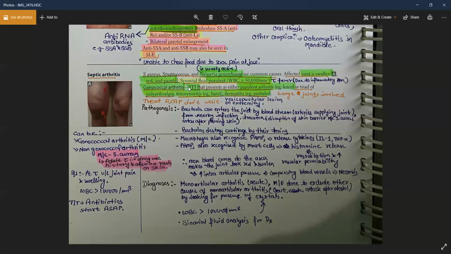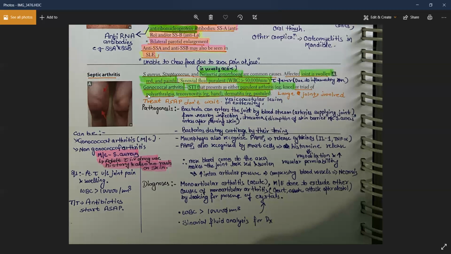If the patient has a history of drug abuse or any kind of IV site, that means it could be a case of Staphylococcus aureus. A patient with a history of IV drug use could have non-gonococcal septic arthritis, Staphylococcus aureus. And they do not have any kind of skin rash in case of Staph aureus. Skin rash is only present in gonococcal arthritis, right?